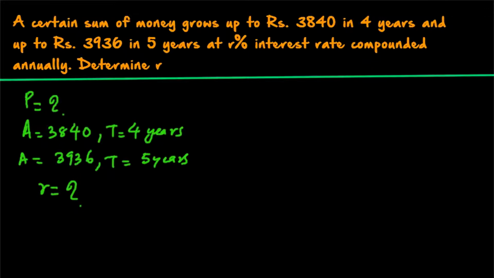The amount at the end of 4 years is equal to 3840, and this amount becomes the new principal at the beginning of the 5th year. That is the case with compound interest. The principal keeps on changing. The amount for the preceding year becomes the new principal for the next year.